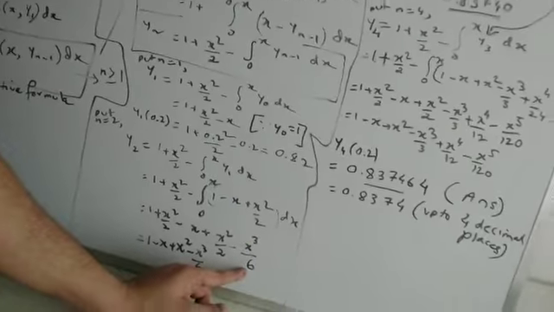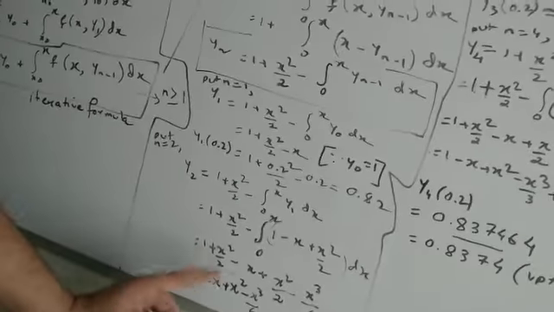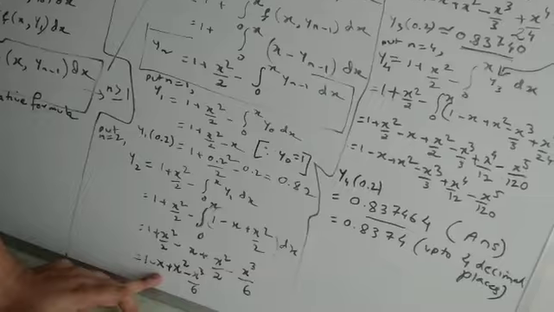x squared is how much? x3 by 3 if you integrate. Now there is another 2, so 3 times 2 is how much? Is 6. Okay, and now in the next line, x squared by 2 plus x squared by 2 is how much? Is basically x squared. So 1 minus x plus x squared minus x cubed by 6. Okay, so you got a general equation for y2.